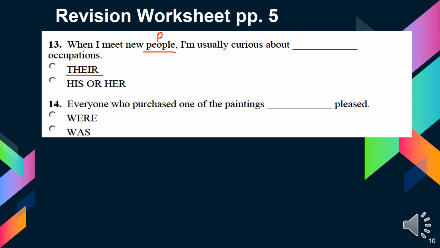Everyone. Now we come back to everyone, which is a singular pronoun. Everyone who purchased one of the paintings, what? Please. Were or was? These are conjugations of the verb to be. And were refers to the plural, while was refers to the singular. So everyone, were or was? Everyone is singular, so I choose the singular verb. Was very happy or pleased with the paintings.